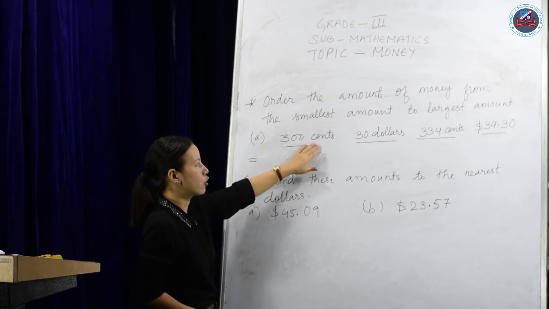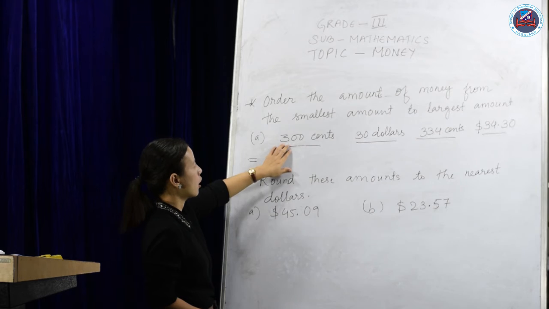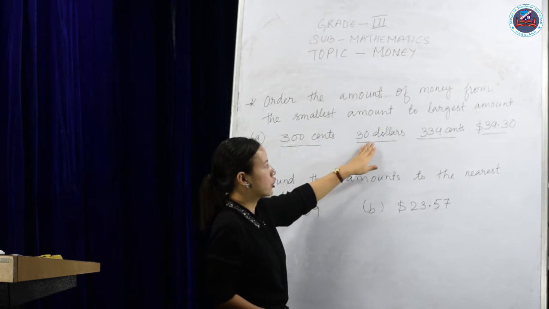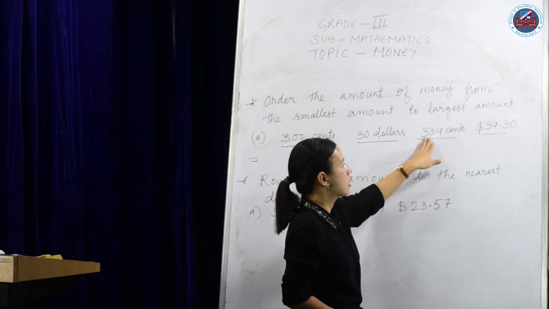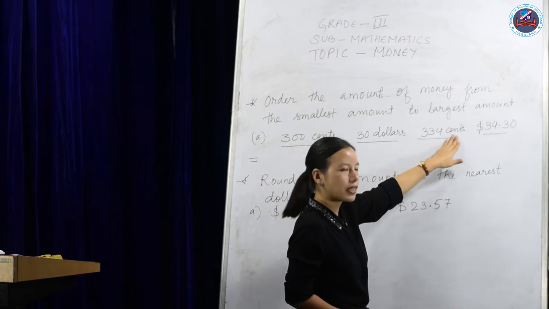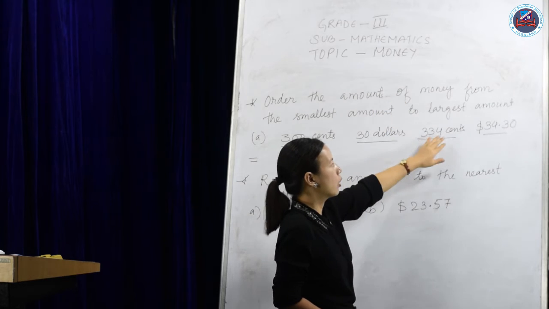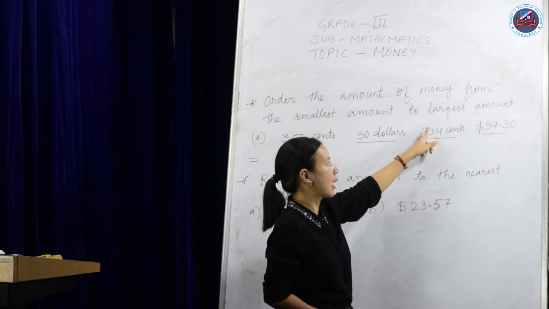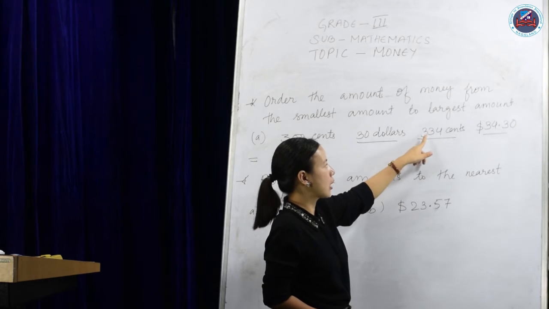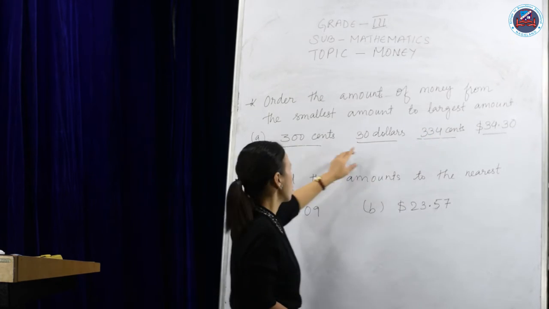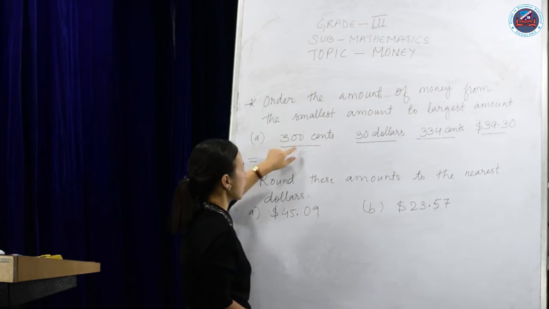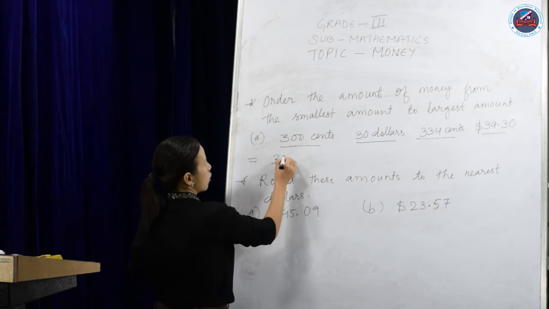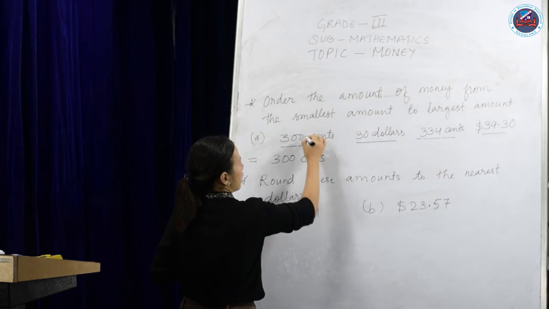So let's find out which one is the smallest amount. Here 300 cents, when we convert it into dollars, will be counted as $3. And then $30, and then here we have another cents amount, that is 334 cents. To change into dollars, what we have learned is we count the numbers, that is 2 numbers from the back, and then put a point, right? So that will be counted as $3.34, right? So when we look at all this amount, we find that 300 cents, that is $3, is the smallest amount. So we write here 300 cents. So this one is done.